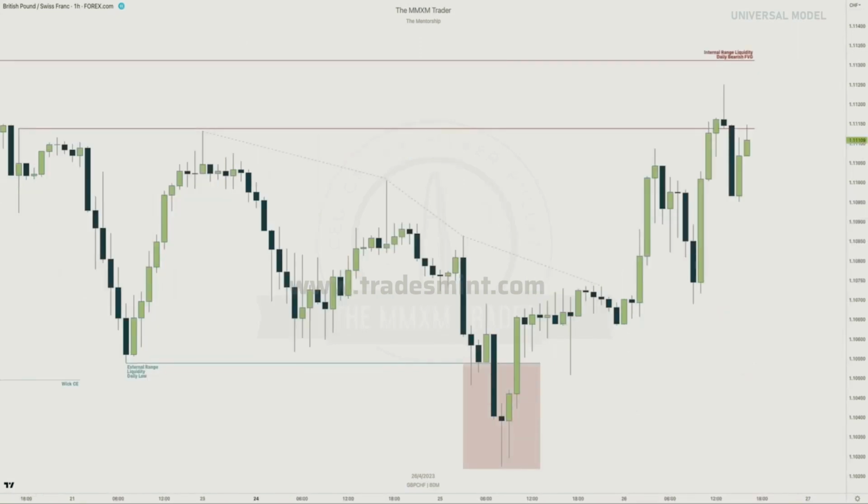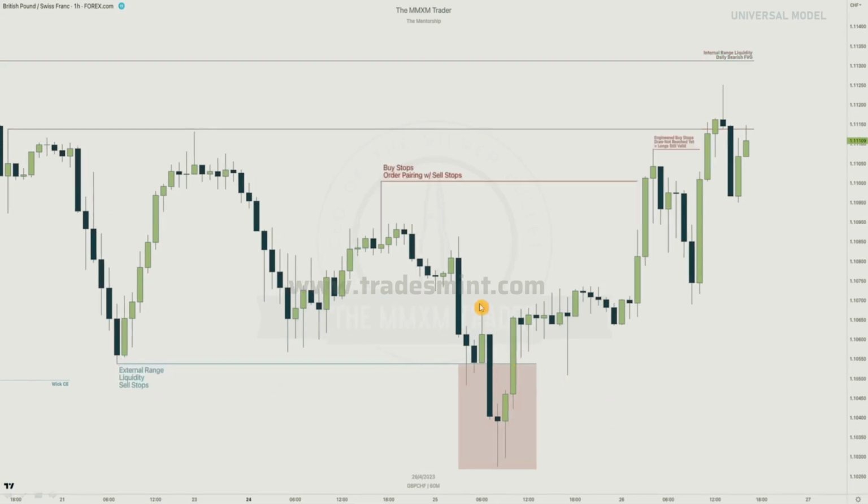Going into our intermediate term perspective, we know our long-term perspective, we have that internal range liquidity daily fair value gap. On our intermediate term perspective, we've got all these failure swings, right? So we know where the liquidity is resting. So we have our bias confirmed after we break structure, right? So we need this external range liquidity purge, and then we wait for that break of structure, right? Over here, we have a break of structure. We have those engineered buy stops over here.